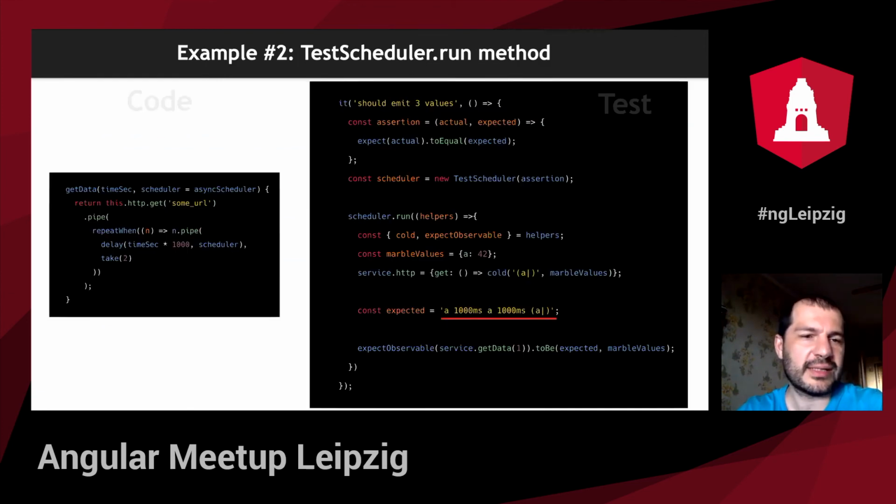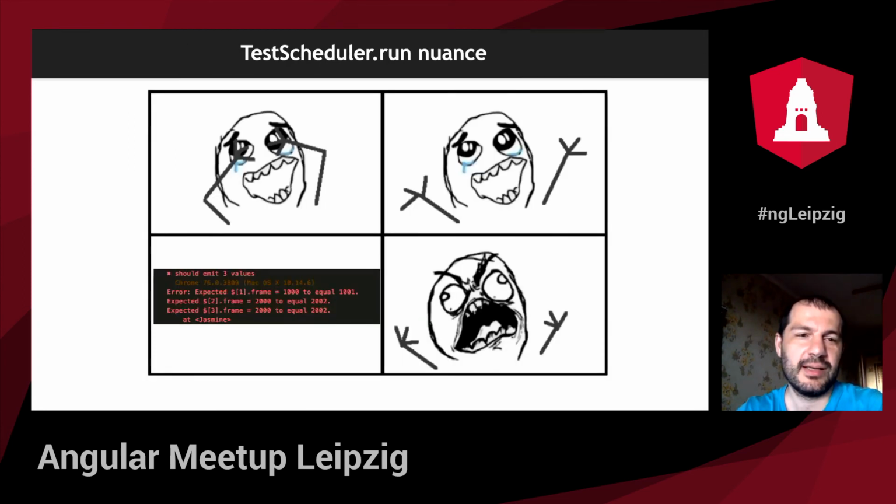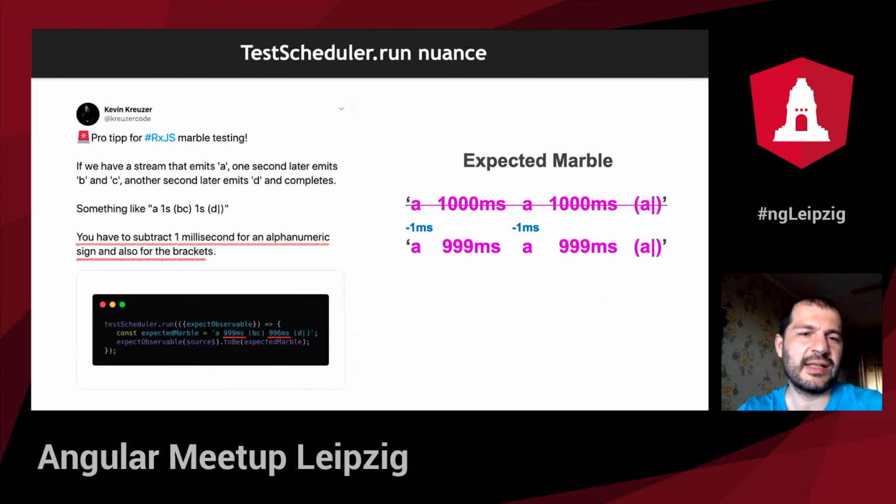Okay, let's run our tests. So, how do you think? Will it pass? But it failed. Why? Because there is one small nuance when we calculate exact values for delays between data emissions when we use marble diagrams. And Kevin kindly provided his tweet where this nuance is very well explained. You have to subtract 1 millisecond for the previous value alphabetic sign and also for the brackets. So the expected marble diagram for our example will be a bit different, like you see on the slide.